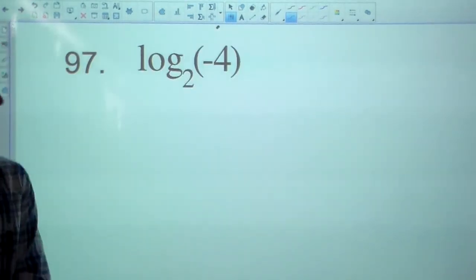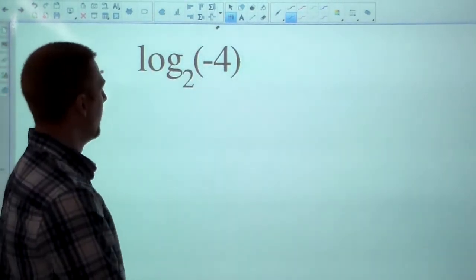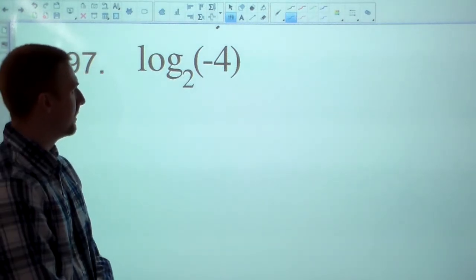On 97, you have log base 2 of negative 4. There's not a whole lot really to do here.